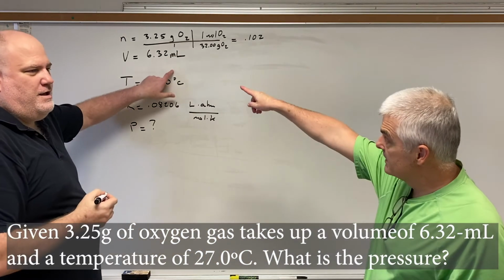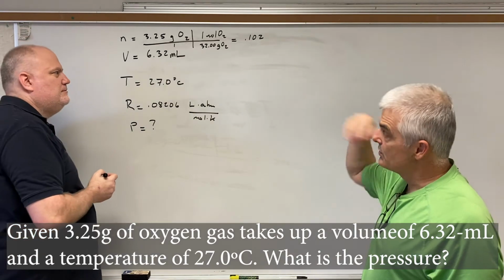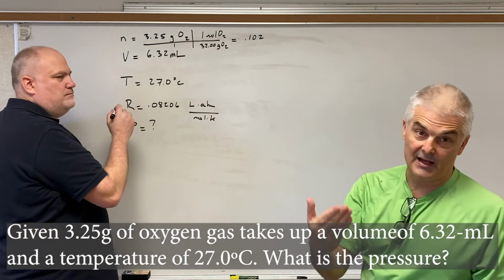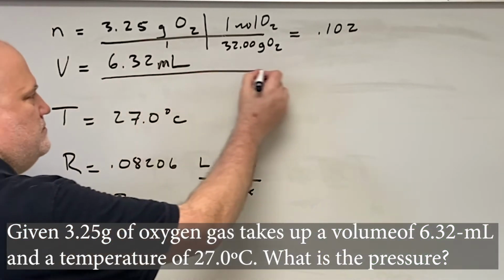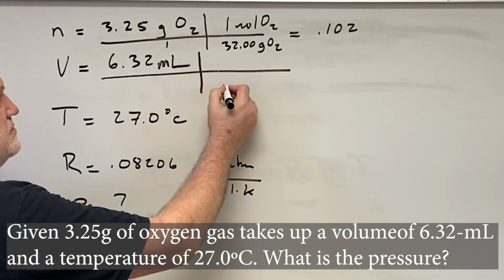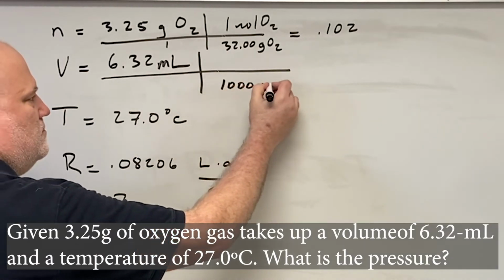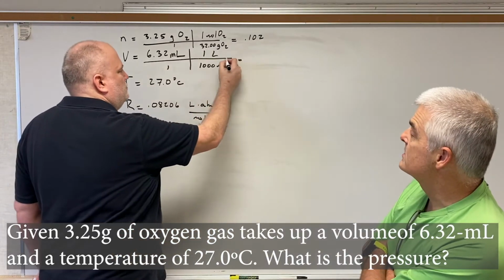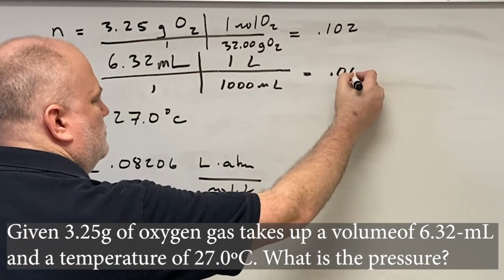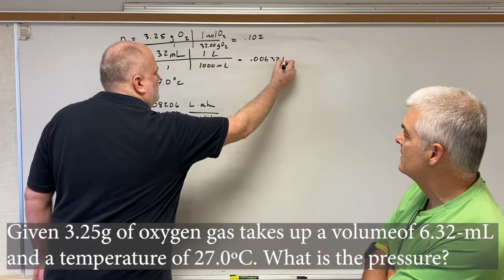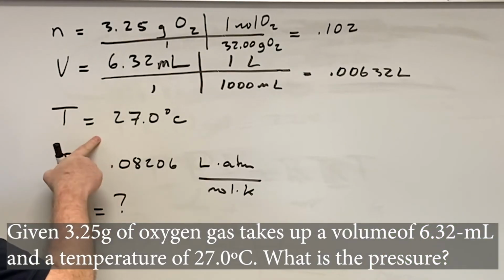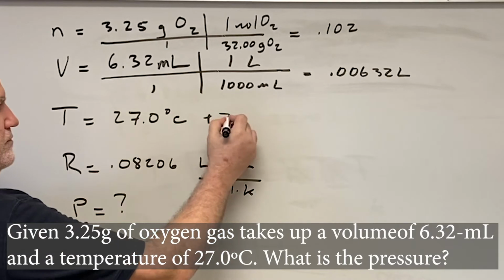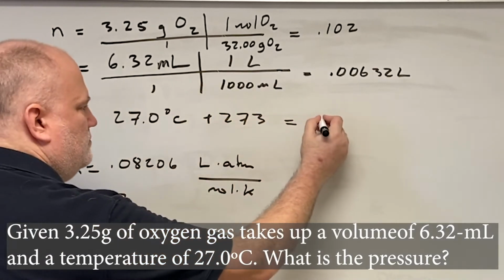And we've got milliliters. I accidentally wrote liters there, but milliliters. Yeah, it was 6.32 milliliters, so you've got to convert that to liters. There's 1,000 milliliters in a liter, you have to know this. So 6.32 milliliters is going to be 0.00632 liters, right? And 27 degrees Celsius, that's simply just adding 273 to that. That's an easy one. That adds right up to 300 Kelvin, right?